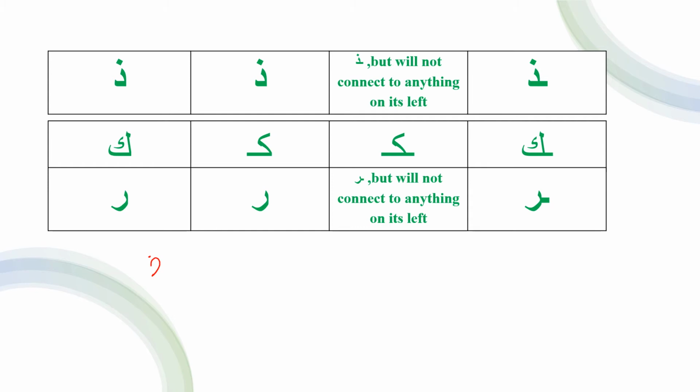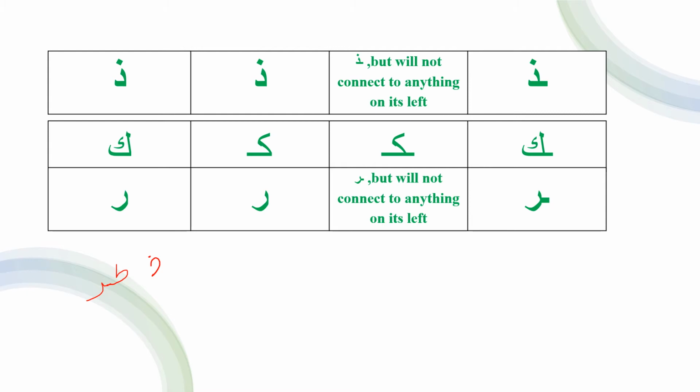So kaf is the next one. So we are going to connect things to the kaf. This is the form I'm going to use. Notice it doesn't look like this or this, but it's at the beginning of a word. So clearly we're going to use it when it's initial, at the beginning of a word. And that's the form I have to use here because why? I have to connect something else to it. Dal will not connect.